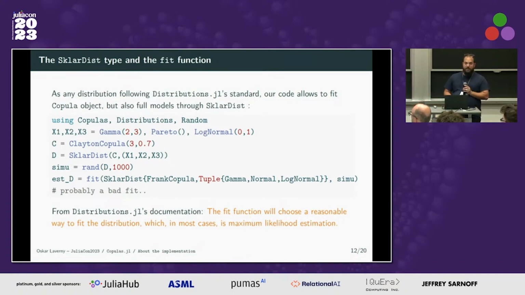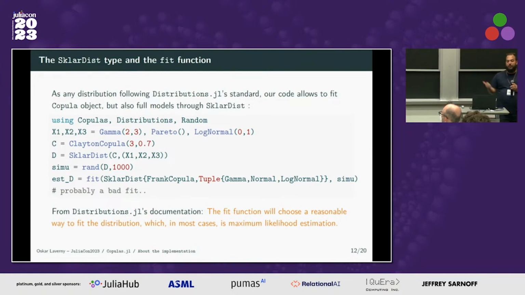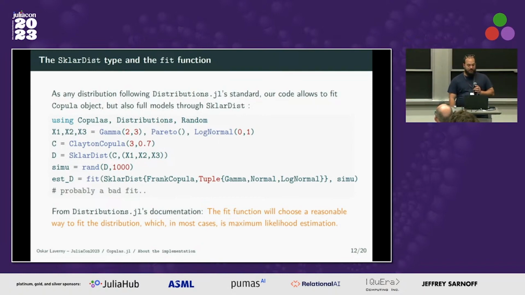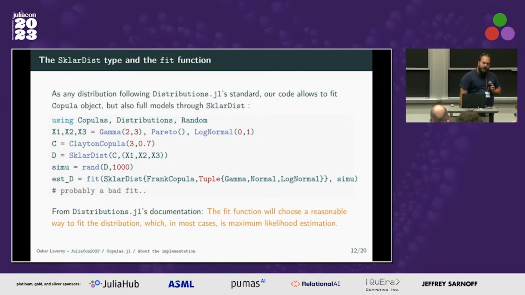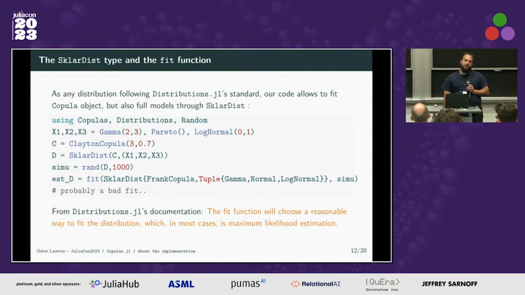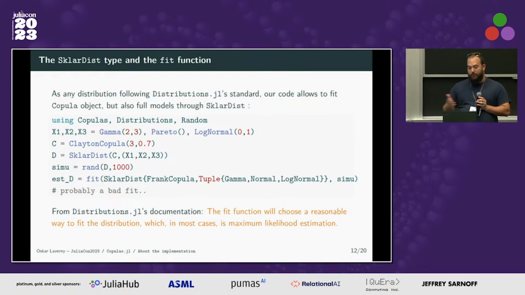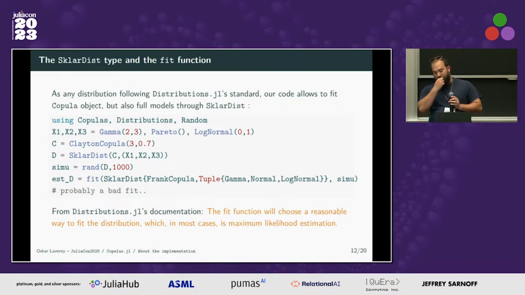You can also fit it directly by passing to the fit function the type that you obtain. So it's just Sklar dist of the name of the copula and a tuple containing the names of the marginals. And then you pass it the data and it will fit it. Here the copula is not the right one, the marginals are the right ones, so the fit might be really bad, but it's working. And we comply with what Distributions.jl says in its documentation, which is that the fit function will choose a reasonable way to fit the distribution, which in most cases is maximum likelihood estimation. So here, we use the fit function for the marginals from Distributions.jl, and then on the residuals from those fits, we use whatever we want to fit the copula. For the Gaussian and the elliptical ones, it's maximum likelihood. For the Archimedean ones, it could be maximum likelihood, but for the moment, it's a moment matching algorithm that runs in the background.